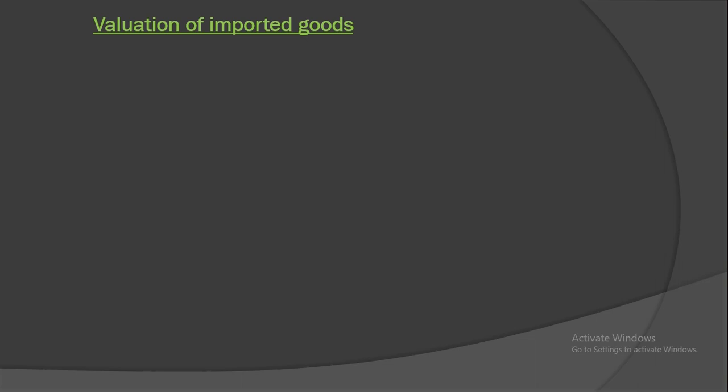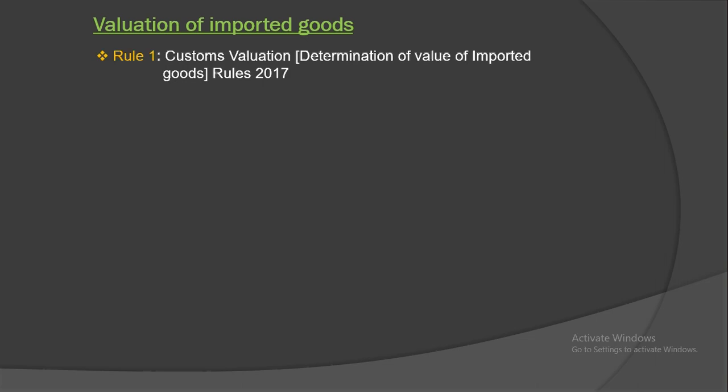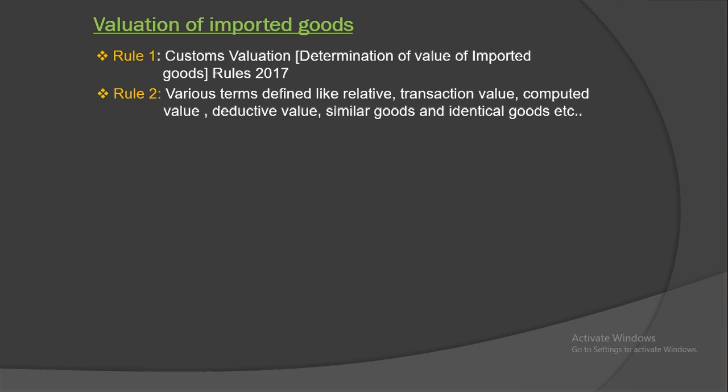So the first thing is valuation of imported goods. In the valuation of imported goods, rule 1 is the title, Customs Valuation Rules 2017, determination of value of imported goods. The second rule is the definition of various terms like transaction value, relatives, computed value, deductive value, similar goods and identical goods. So rule 2 covers the definition part.